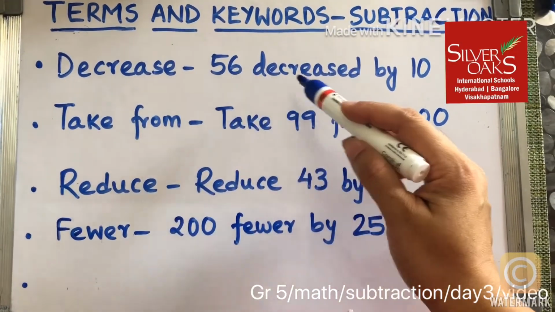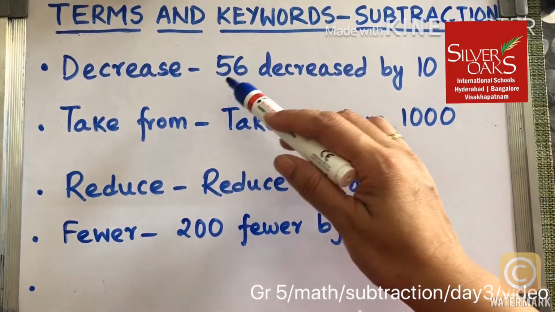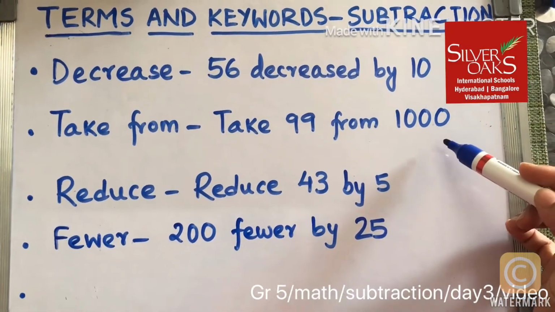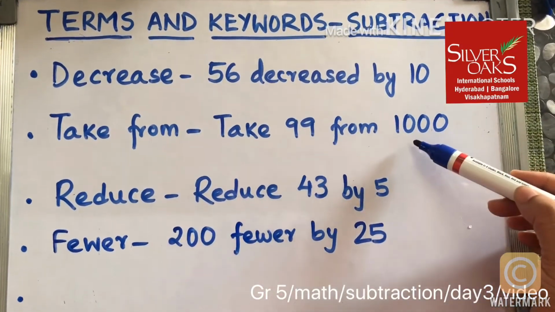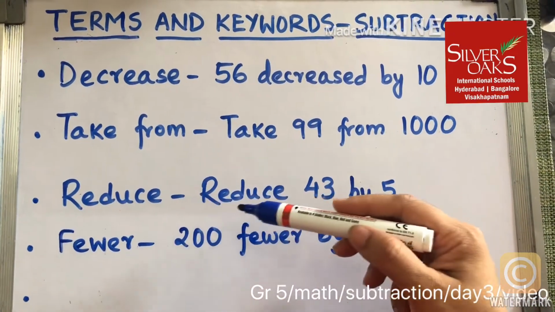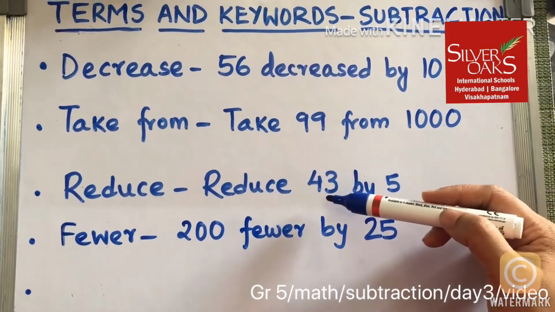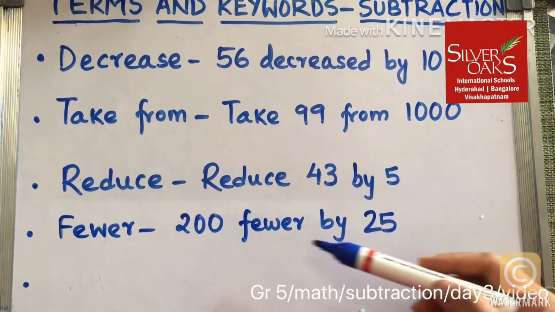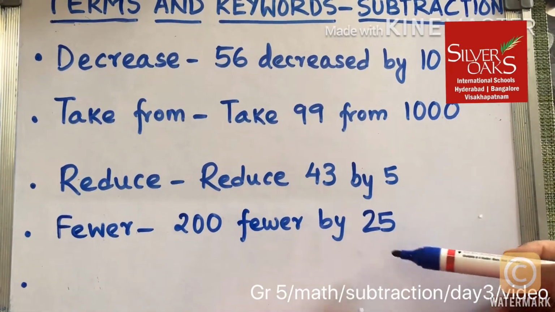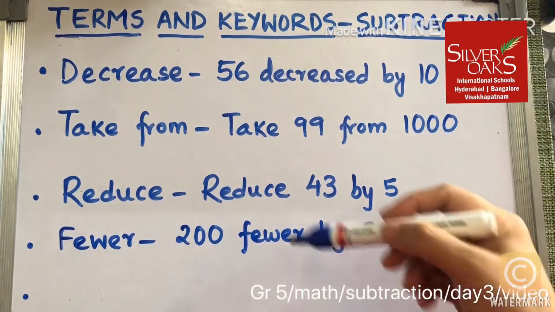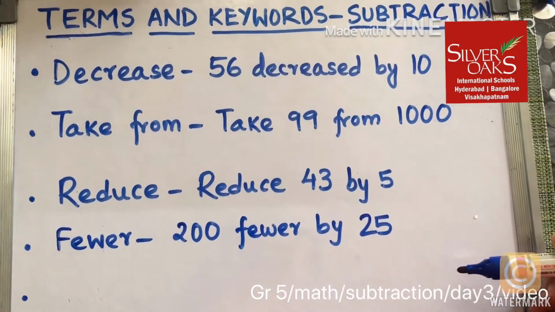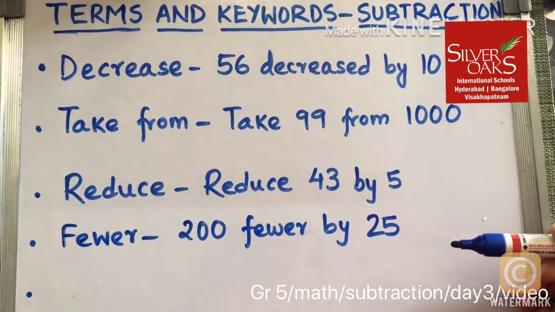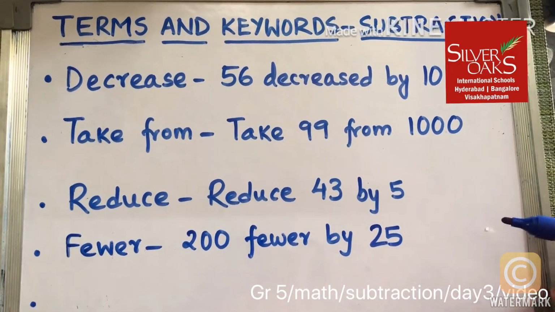Decrease. 56 decreased by 10 means 56 minus 10. Take from. Take 99 from 1000. It means subtraction of 99 from 1000. Reduce. Reduce 43 by 5 means 43 minus 5. Fewer. 200 fewer by 25 means 200 minus 25. So it is very important to understand all the keywords, and whenever you find these words in different statement problems, you have to understand it as the numerical operation of subtraction.